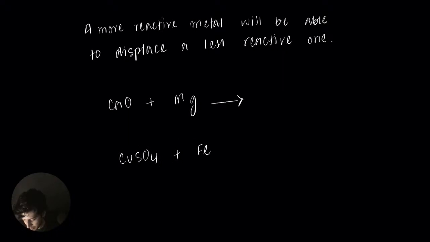Let's think of two more examples. Let's say we have calcium oxide reacting with magnesium. Just magnesium. Well, will this reaction take place? And on the other hand, let's take copper sulfate reacting with iron. Will this reaction take place? Let's call them reaction 1 and reaction 2. If they don't take place, highlight that it won't take place. And if they will, what's the product?